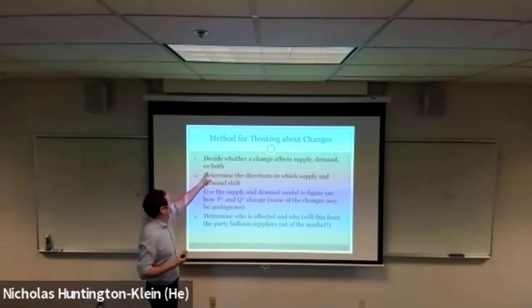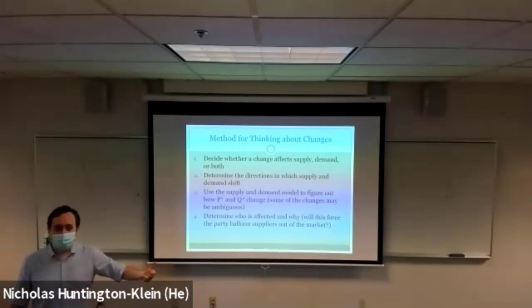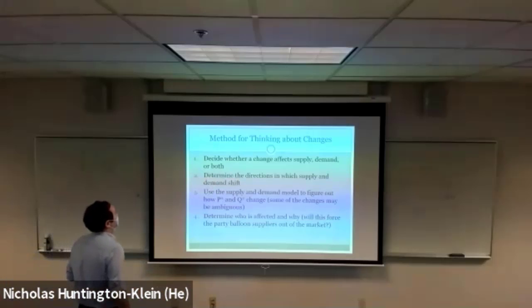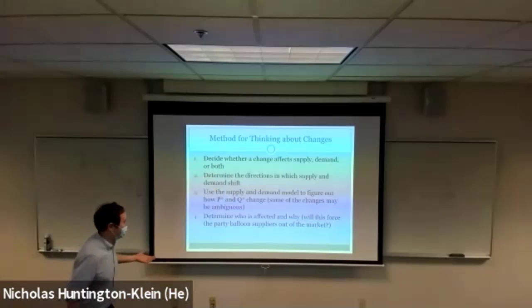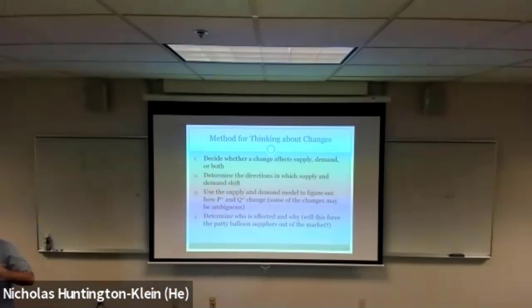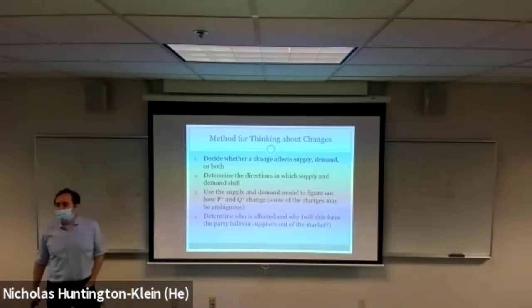It could also affect both, right? Like I mentioned with the stock market. If expectations about something change in the future, that's going to affect both supplier behavior and consumer behavior. Once we have our idea of whether it's going to affect supply, demand, or both, we can think about what direction that shift is going to be in. Right? Do we expect that this shift is going to make supply go up or down? Is it going to make demand go up or down? Then you just draw those changes and you figure out what's going to happen to equilibrium price, equilibrium quantity.